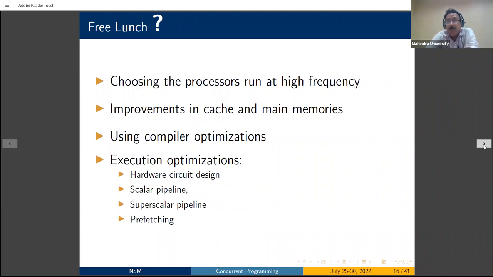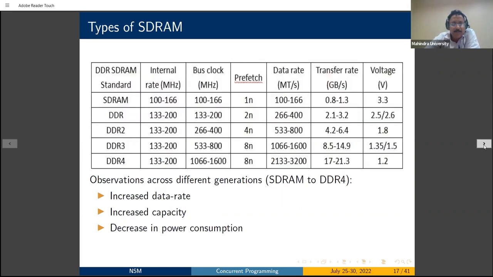The second one is improvements in cache and main memories. What is meant by that? It is very simple. When we look at the different types of DDRs, in olden days we used DDR, DDR2, DDR3, and nowadays people are using DDR4, and recently in 2020, DDR5 is also in the market.